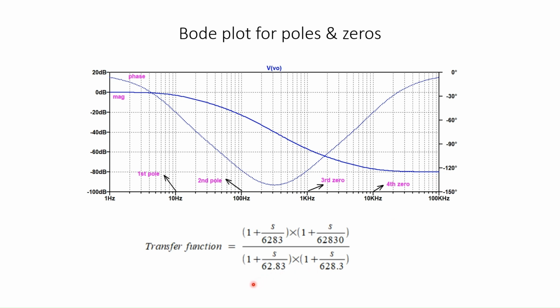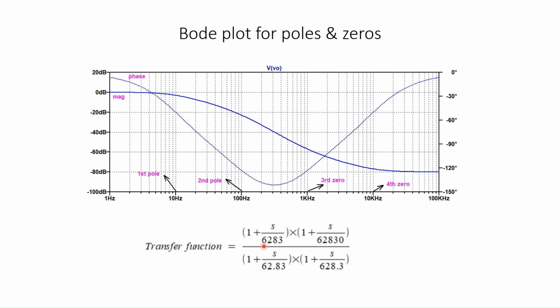Similarly, for the phase, when the frequency reaches 62.83 radians per second or 10 Hz, the phase will be minus 45. Here is the phase shown here, it is approximately minus 45. When omega reaches 628.3, that is 100 Hz, already this has become minus 90, and this adds another minus 45, so minus 135. At 100 Hz, the phase will be minus 135.